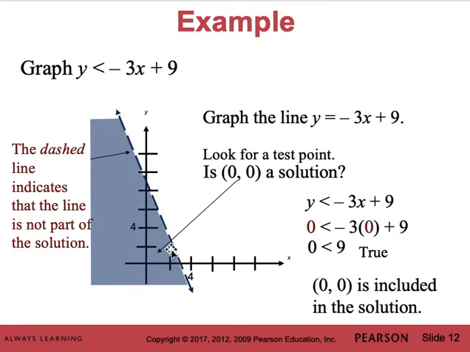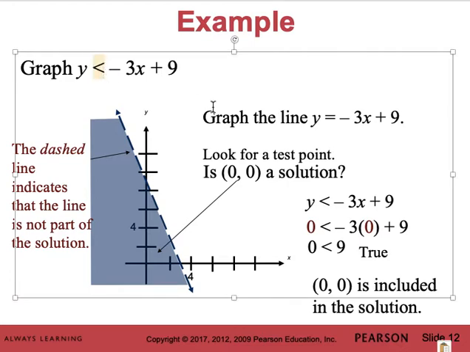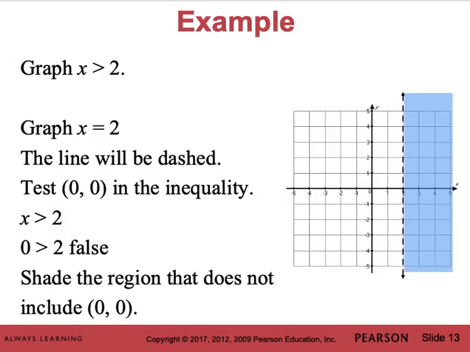So 0, 0 is a solution for this inequality. The dashed line indicates that the line is not part of the solution, but all of the numbers below it are. And why is it dashed? Because this inequality did not have an equal sign. It only had a less than. So if it's less than, we use a dashed line to graph.